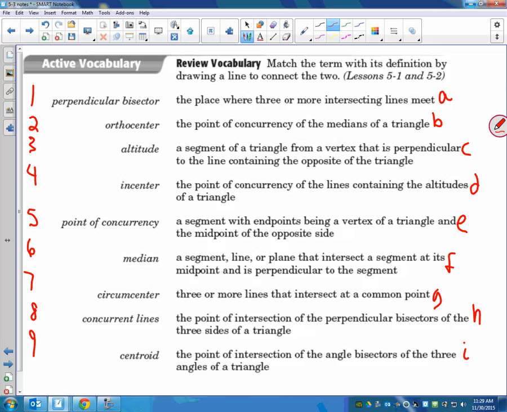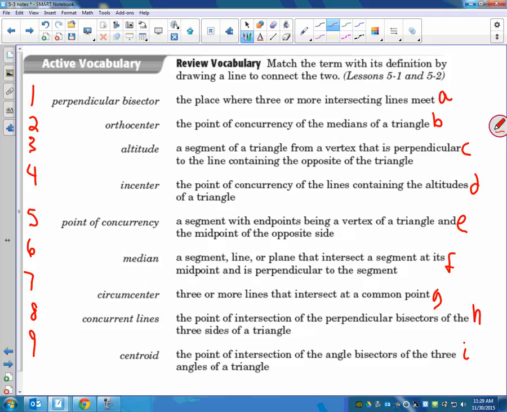I started on this side and matched like this. I read these and then I match them. But know that on your test you could see something very similar to this, where you have to match things up. A lot of them came from last week. It's been a while, right? I think we should just start with what to remember.